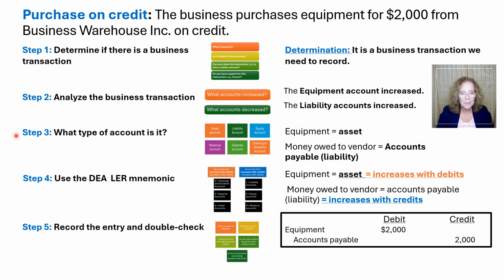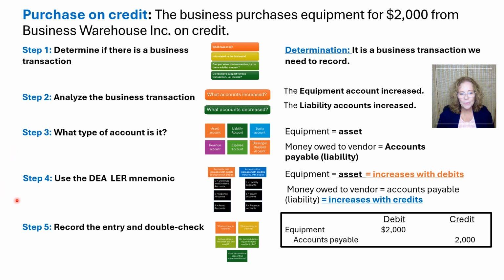Now in step 3, we determine what type of accounts are impacted by the transaction. What type of account is equipment? What type of account is accounts payable? Equipment is an asset and accounts payable is a liability account. So assets are impacted and liabilities are impacted.